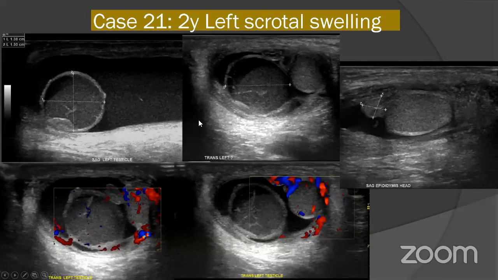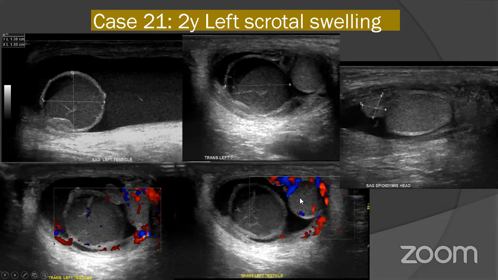This interesting case is a 2-year-old with left scrotal swelling. And I have representative images. This is a left scrotal sac. You see a large amount of complex hydrocele. That's the testicle. That's the epididymal head. And that is a large complex cystic structure, which is devoid of any flow. There is slightly increased flow within the epididymal head here.